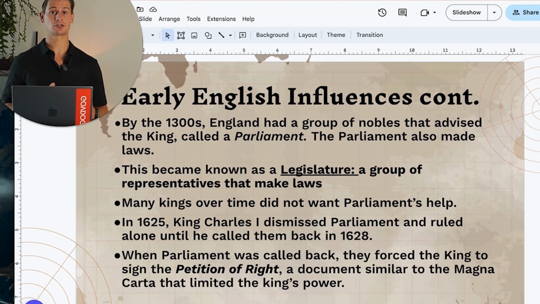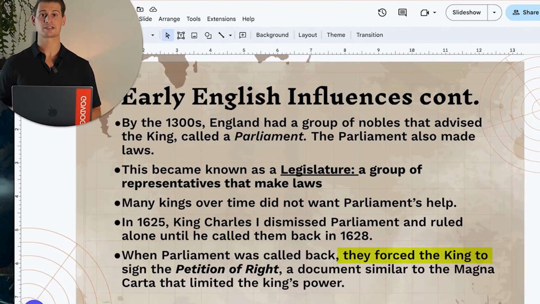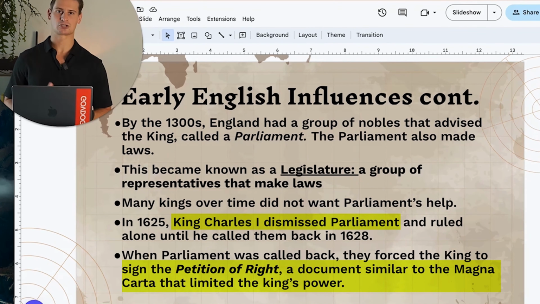So in the 1300s, you had the idea of a parliament. Specific function of parliament was to make laws. Because Parliament was more of a democratic system, this was obviously at odds with the king, and the king would sometimes dismiss Parliament and not really listen to what they were saying. Because of this, they forced the king to sign the Petition of Rights, which was very similar to Magna Carta. Again, we're talking about limited government.